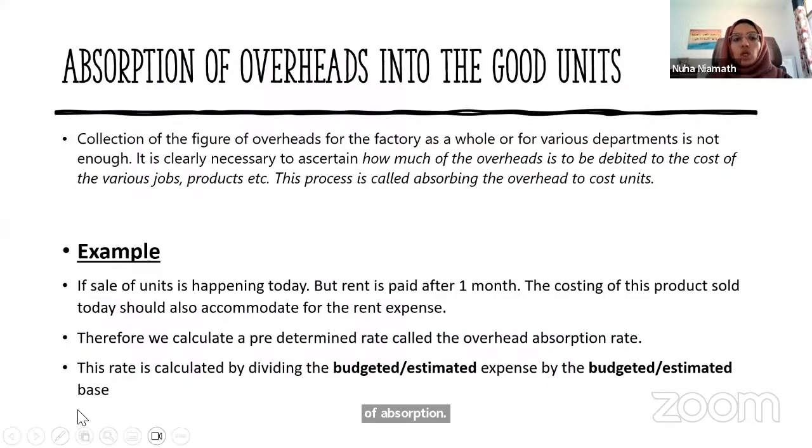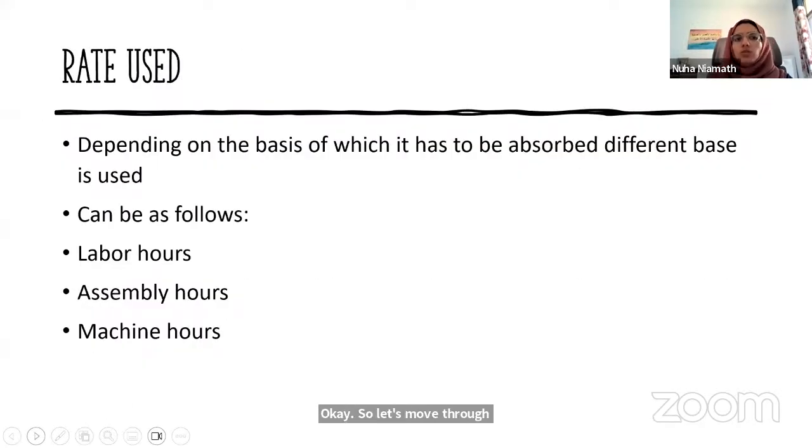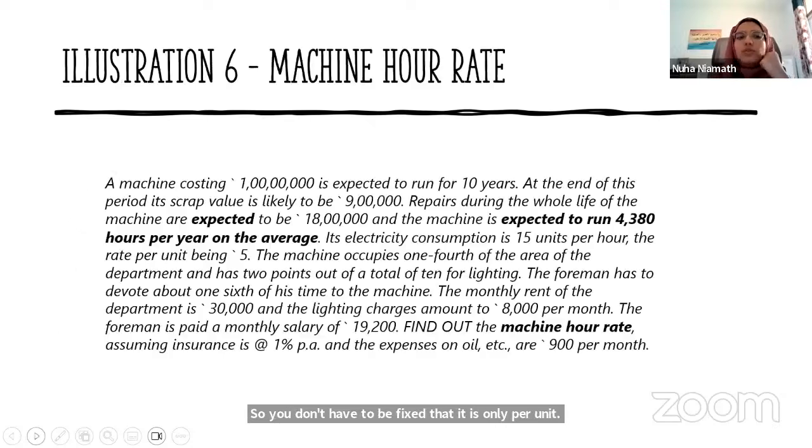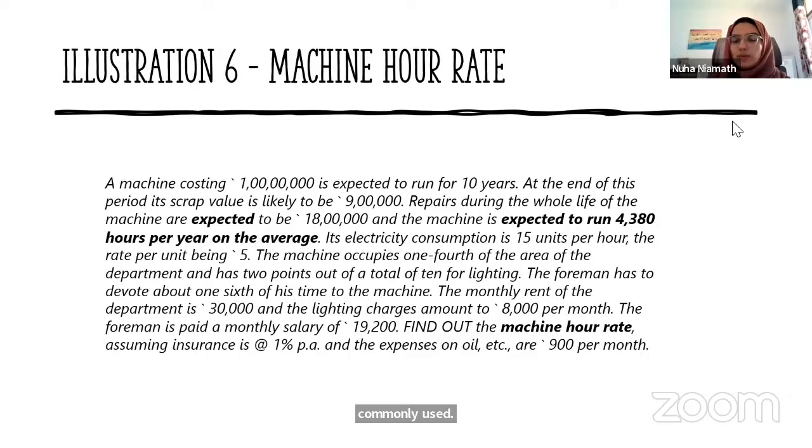Okay. So let's move on. Like now I told units, it can also be based on labor hours, assembly hours, machine hours. According to the question it can change. So you don't have to be fixed that it is only per unit. You can have something called a machine hour rate, per hour. So different bases you can have. First we look into machine hour, which is the most commonly used basis for the rate calculation. So let's look into this question.